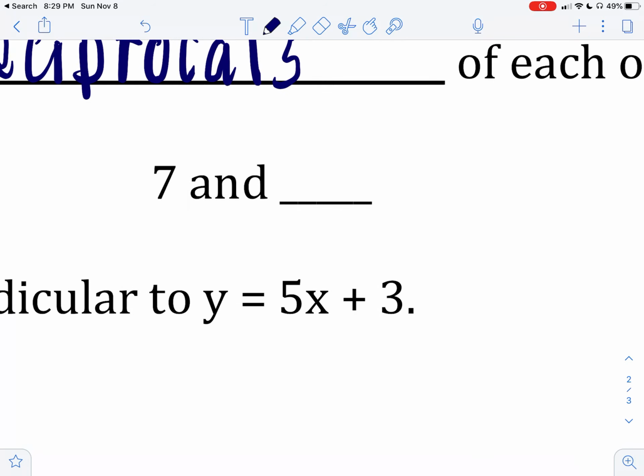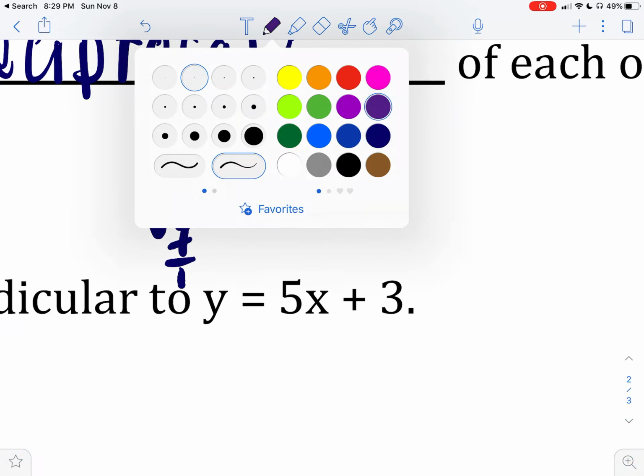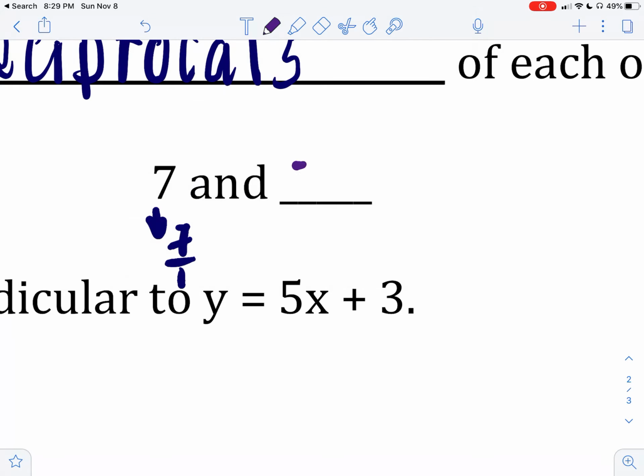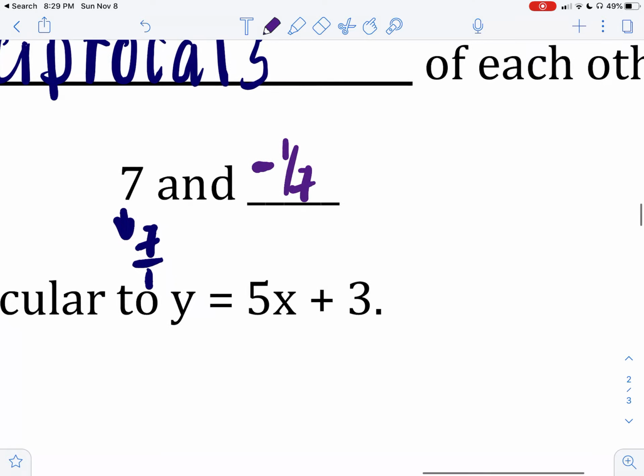So 7 we can rewrite as 7 over 1. If we want to make that opposite, we would have negative, and then we would switch the 1 and 7, so we would have -1 over 7.